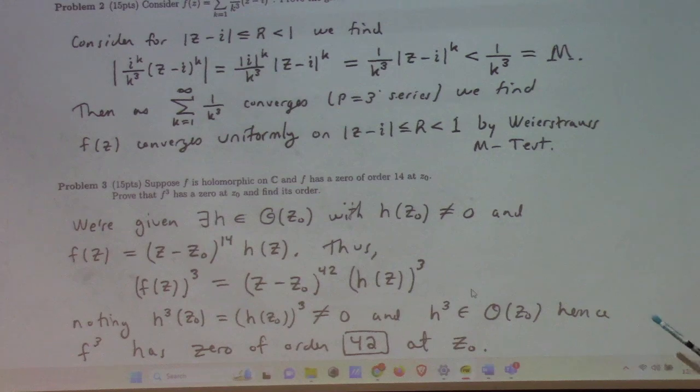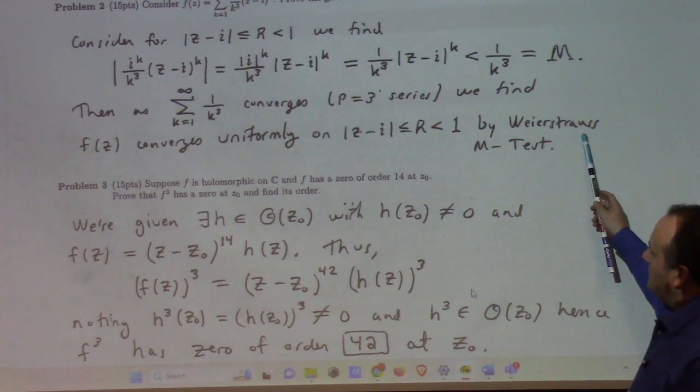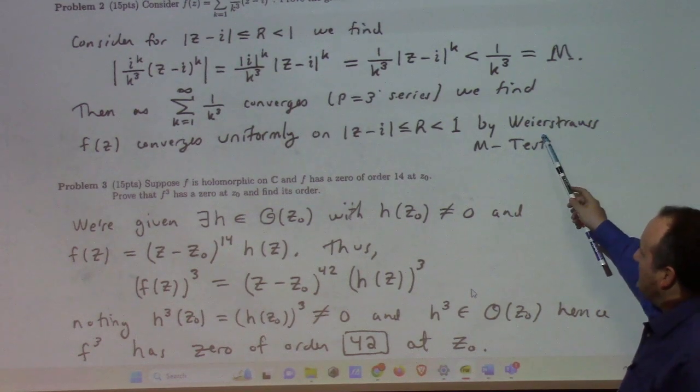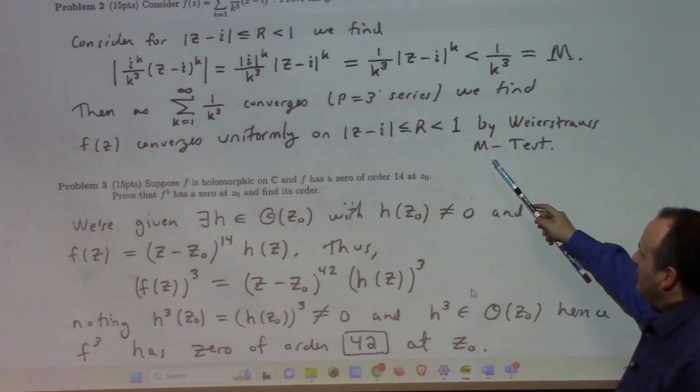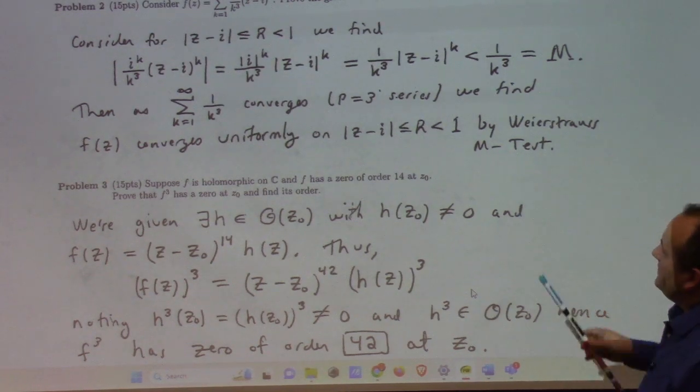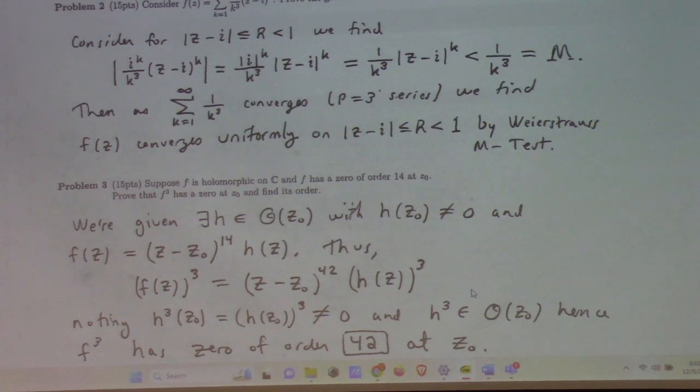All right, so here, for the Weierstrass M test, it is important that the M is independent of z. It can't be based on z. So one or two of you had an M that was based on z, and that won't work.